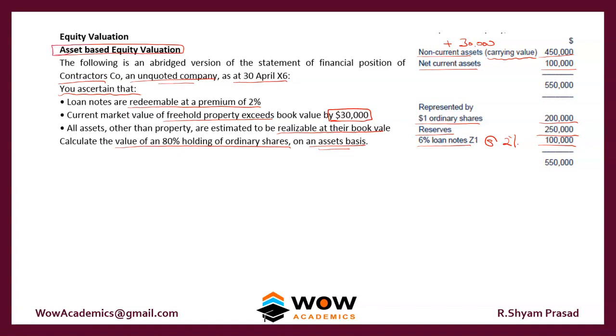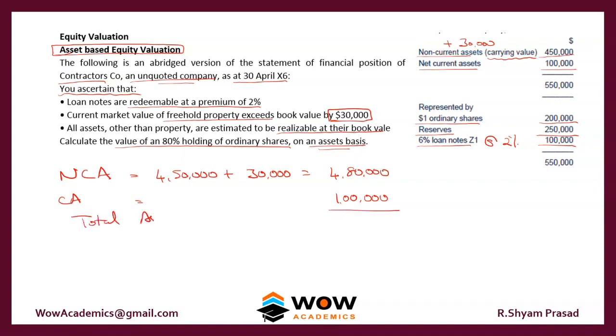So we'll start with the non-current asset. The non-current asset value is 4,50,000, which is existing there. That has to be added with another 30,000. So that comes to 4,80,000. All other assets, we can take as the current assets. The current assets are realized at their book value. So the total assets of the company is 5,80,000. So we have to deduct all the total liabilities.